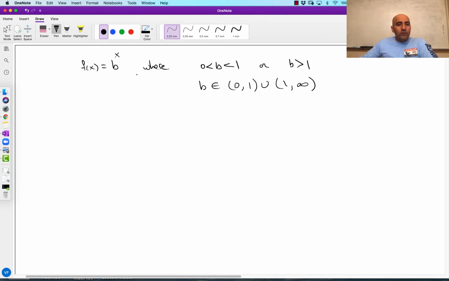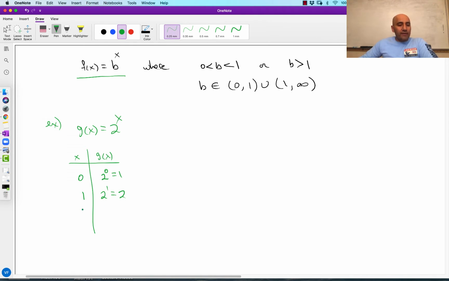Okay, what do these look like? This is just the general form, in general exponential functions. But as examples of exponential functions, we could have g of x equals 2 to the x power. If we wanted some values, of course, we can create a table. Here's x, here's g of x. If x is equal to 0, then we get 2 to the 0 power, which is 1. If x is 1, we get 2 to the first, which is 2. If x is 2, then we get 2 to the second, which is 4.